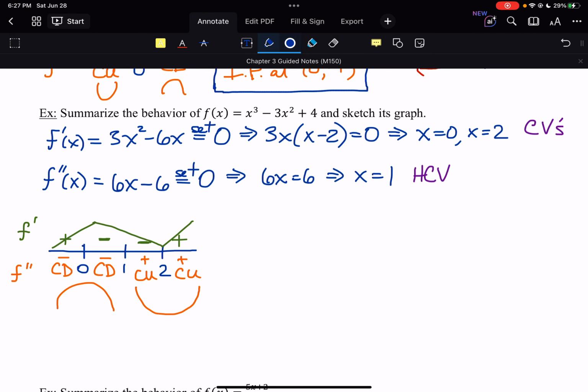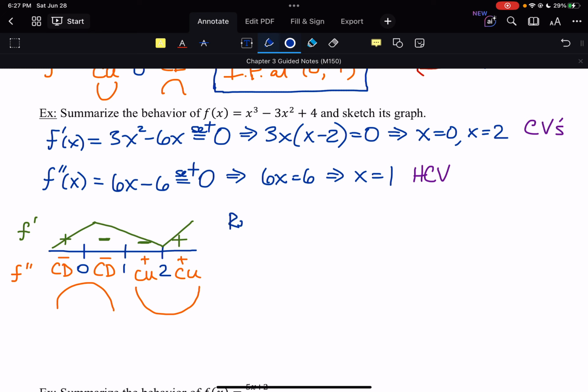So we do have some notable points here. We have a maximum occurring here, right? A relative maximum. We have a relative minimum occurring here. And we have an inflection point occurring here. Right, those don't really match up, but it's here at 1 because we go from concave down to concave up at that point.